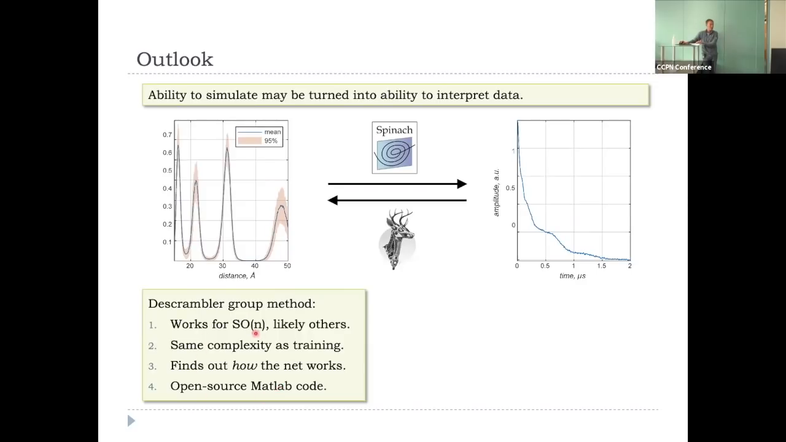It works for SON, likely others. It's the same complexity as training, so pretty tough. But if you manage to train the net, you should be able to descramble. Open source, released with Spinach.